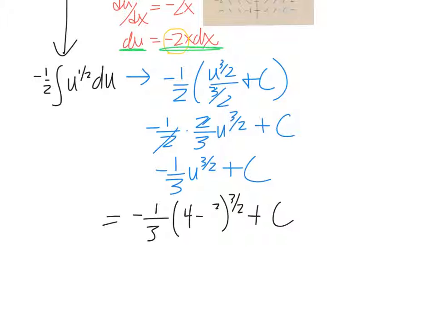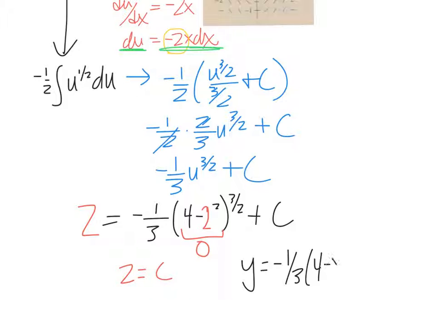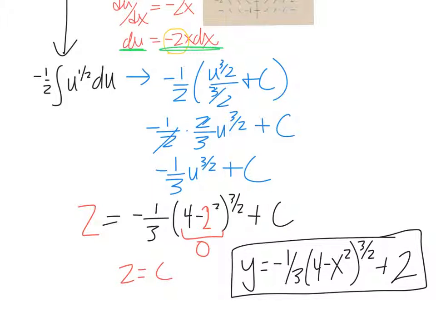So 2 equals negative 1/3, 4 minus 2 squared, to the 3/2. Okay, well that's super convenient because obviously this is 0, and so I end up just getting 2 equals c. So the answer for the particular solution would be that y equals negative 1/3, 4 minus x squared raised to the 3/2 plus 2.